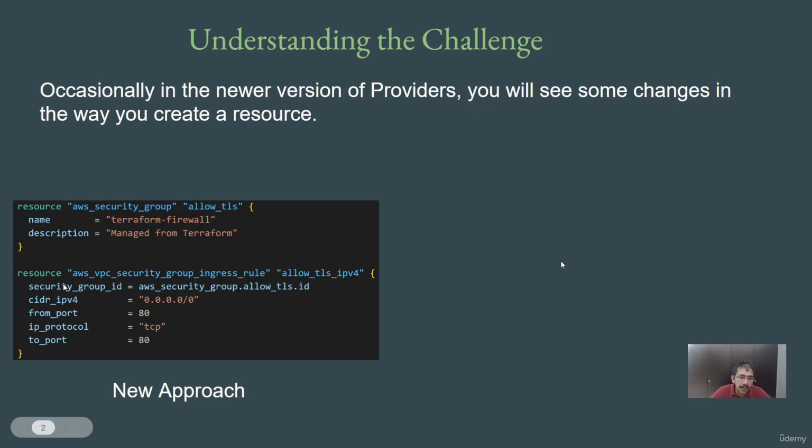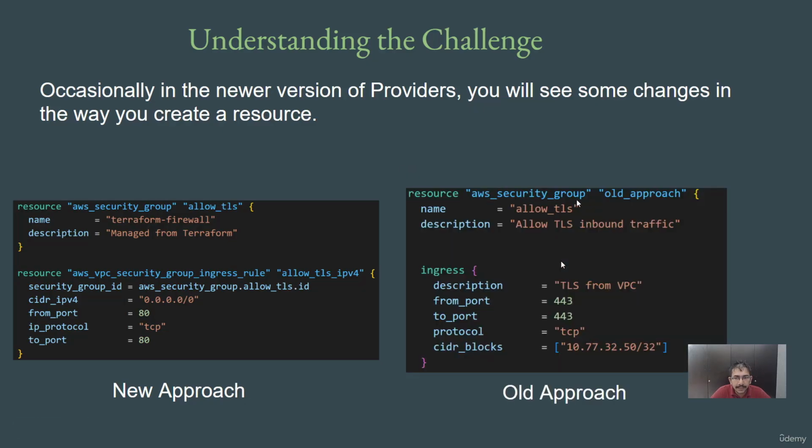Similarly, in the older approach, you had the AWS security group, so the resource type remains the same, and in the same resource, you would specify a set of ingress and egress rules. So both of them allow you to achieve the same thing. However, the one on the left is the newer approach, the one on the right is the older approach. Now generally whenever you're working with Terraform, you don't have to remember anything by heart.